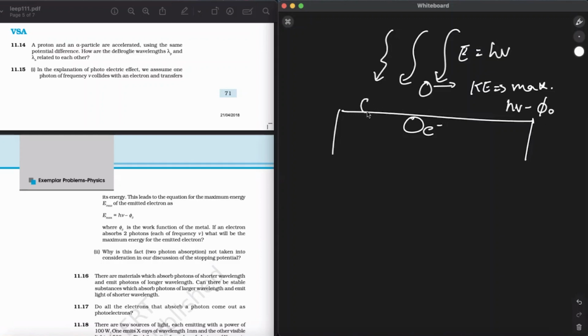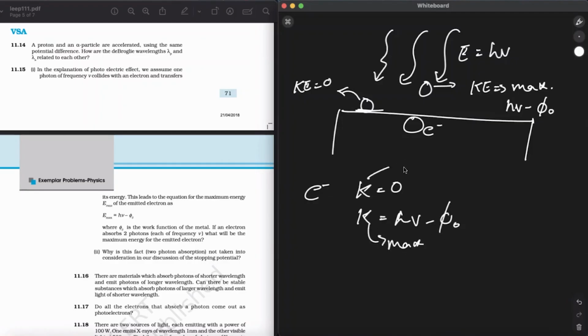And there is another electron which just gets out of this metal sheet and stays at rest. The kinetic energy is 0. So why are there so many ranges? An electron can have a kinetic energy equal to 0, and can also have kinetic energy equal to h nu minus phi naught. So this is the maximum and this is the minimum.